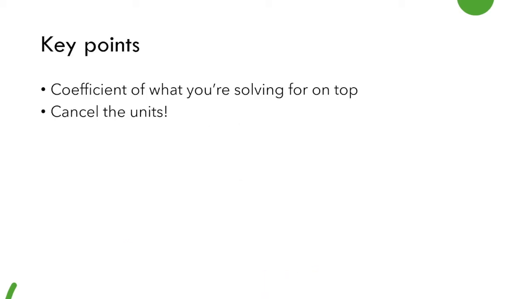In summary, make sure that you have the coefficient of the thing that you're solving for on top when you're using those mole ratios. In the last example, we had 2 over 3, NaN3 over nitrogen, because the thing that we were solving for was NaN3. When you do that properly, you're going to find that the things that you don't care about cancel, and you're left with the thing that you care about.